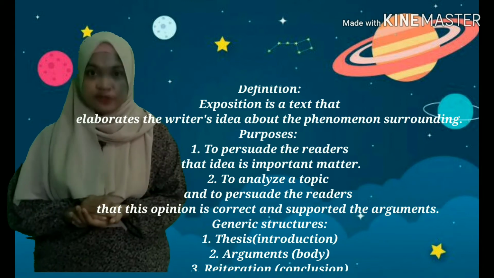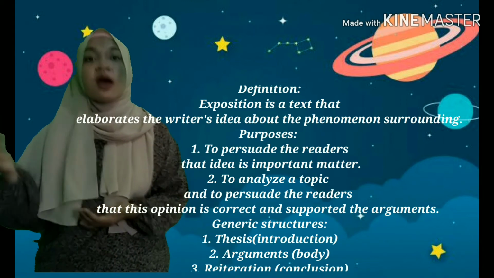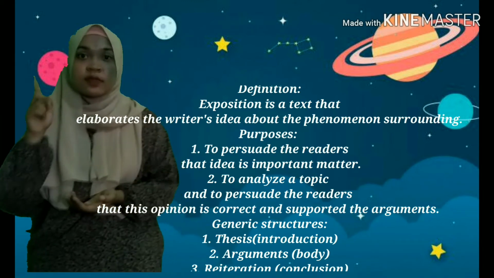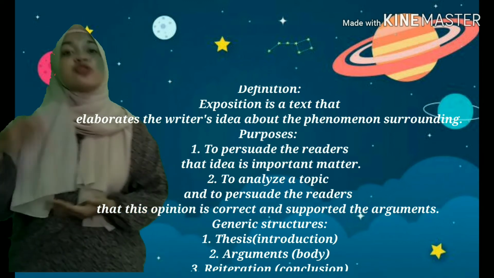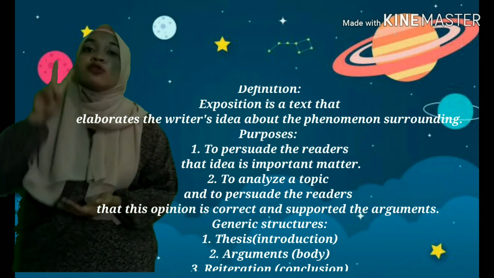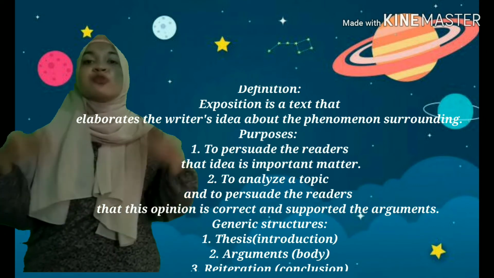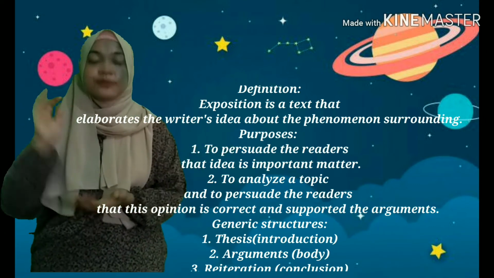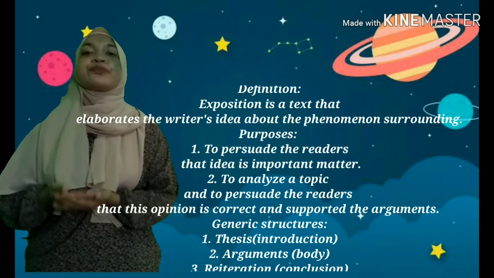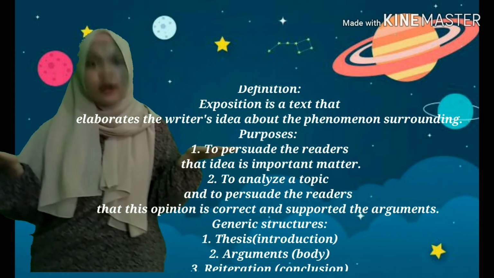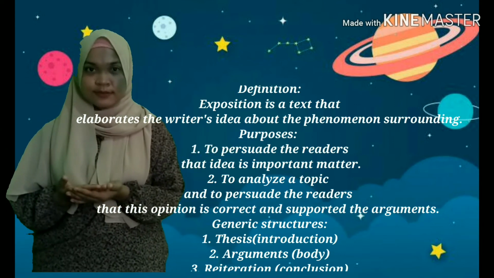The general structures of exposition text are: number one, thesis or introduction. Number two, arguments or body. Number three, reiteration or conclusion.